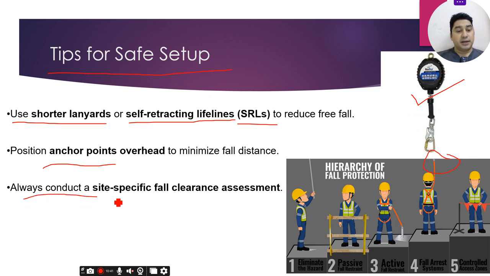Then always conduct a site-specific fall clearance assessment before you allow any person to use a personal fall arrest system. Always check the fall clearance assessment. After you conduct it, only then will you know the safe clearance distance that you have to maintain. Maybe 1 meter, maybe 1 foot, maybe 2 feet, 3 meters. It depends on that. So always conduct a site-specific fall clearance assessment, only then allow any person to use the personal fall arrest system, and only then give a permit to work in that area.